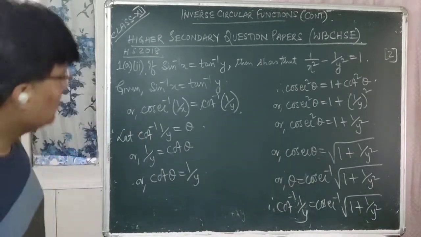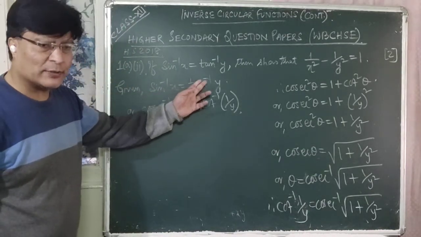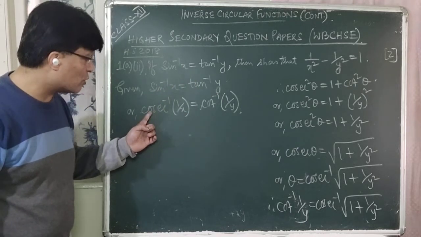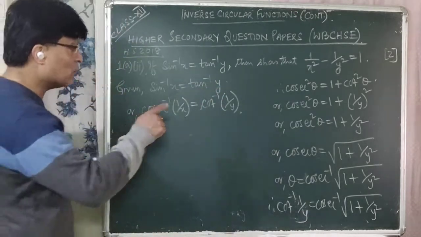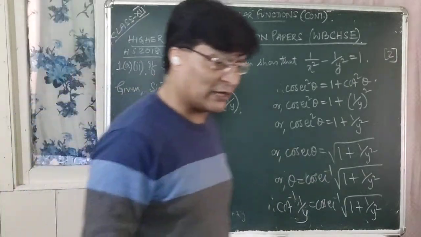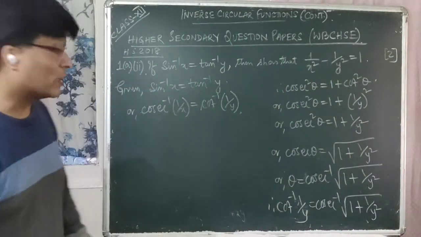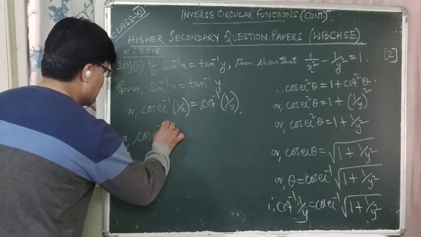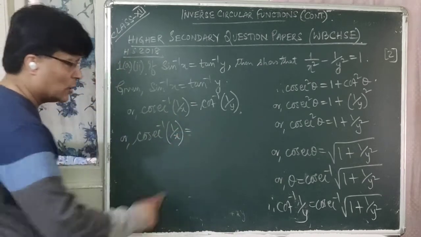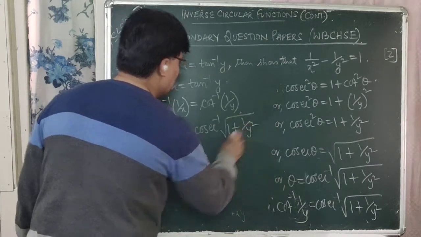Okay? So let us write down the given again. Your given is sine inverse x is equal to tan inverse y. This sine inverse is converted into cosec inverse 1 upon x, and this tan inverse y is converted into cot inverse 1 upon y. Okay? Just now we got the value for cot inverse 1 upon y, so just put the value here. It is cosec inverse root of 1 plus 1 upon y square. Let us keep the left hand side same. That is cosec inverse 1 upon x is equal to, on the right hand side, cosec inverse root over 1 plus 1 by y square, right?